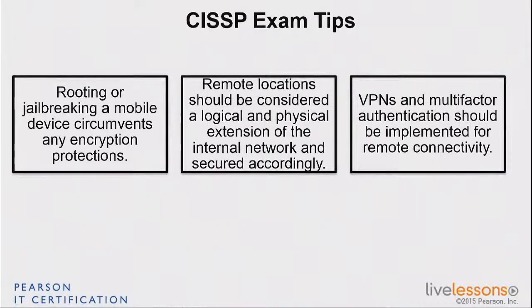So let's end this lesson with some CISSP exam tips. Rooting or jailbreaking a mobile device circumvents the security controls and also circumvents encryption protections. Remote location should be considered a logical and physical extension of the internal network and should be secured accordingly. And VPNs and multi-factor authentication should be implemented for remote connectivity.